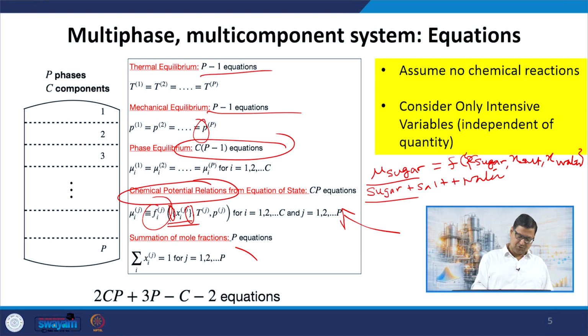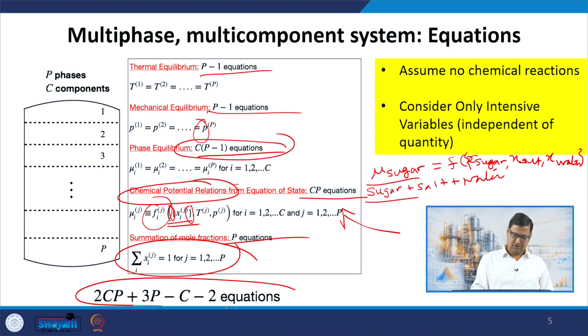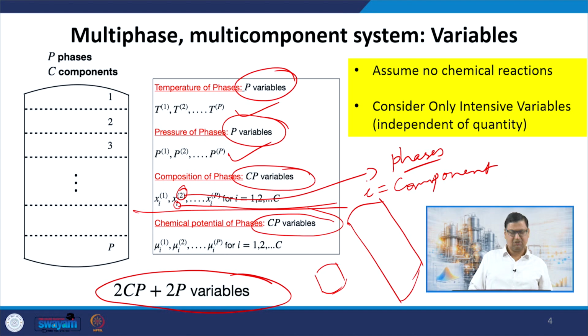And finally, I have told you there are summations of mole fractions. So, in every phase all the mole fractions must sum to 1. So, if I count the number of equations in this case, I will get something like 2Cp plus 3p minus C minus 2 equations, and we already have figured out how many variables we have in the system.